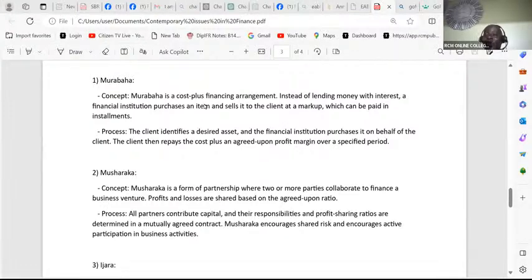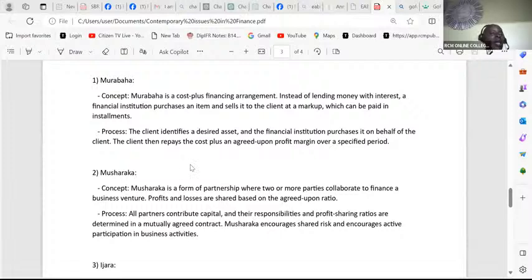Instead of lending money with interest, a financial institution purchases an item and sells it to the client at a markup, which can be paid in installments. So the bank basically helps these sellers to acquire things on their behalf. So they buy, for example, a house and they give it to you. Process: the client identified a desired asset, and the financial institution purchases it on behalf of the client. The client then repays the cost plus an agreed upon profit margin over a specified period.